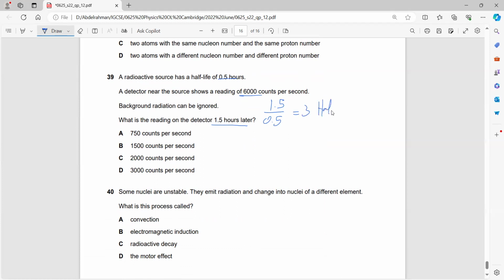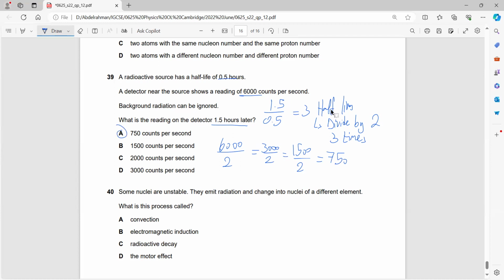That's 3 half-lives. What do I mean by three half-lives? I will divide by 2 how many times? 3 times. I divide by 2 3 times. What will I divide by 2 3 times? 6,000 divided by 2 is 3,000. Divided by 2 again is 1,500. Divided by 2 is 750 counts per second.